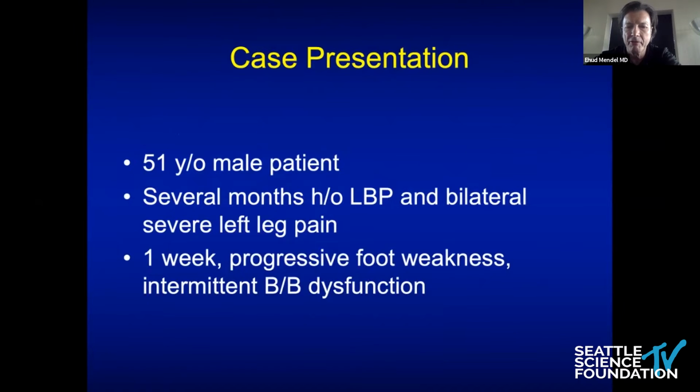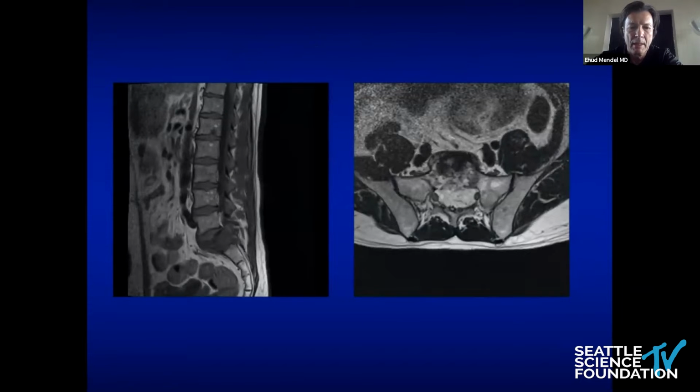Here is another case of a 51-year-old with severe back pain who comes in with 1 week of progressive foot weakness and intermittent bowel and bladder dysfunction. Next slide. You can see right here that the S1 vertebra is broken. There is severe canal stenosis in the sacral spine. The sacral canal is full of tumor.